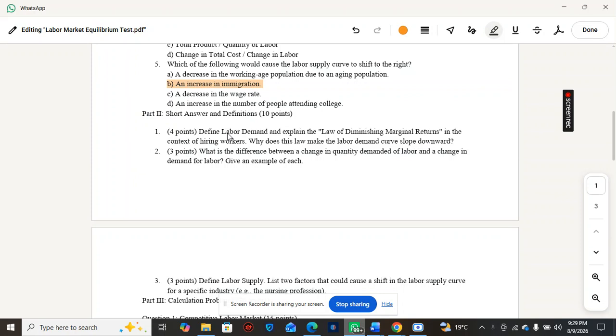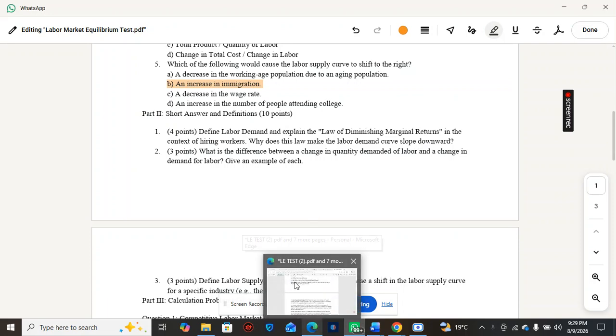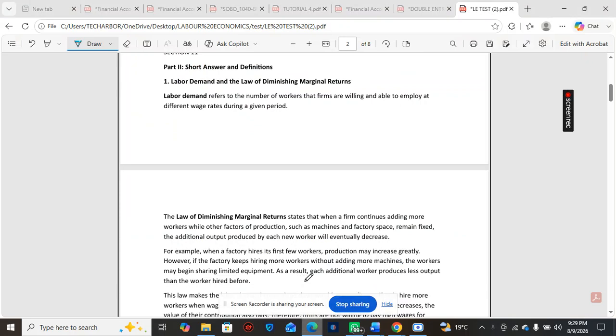So for labor demand, first of all we need to remember one thing: who demands labor? It's businesses. The businesses are the ones who demand labor, and we also have to remember the relationship between the wage rate and the labor demanded. Remember, it's an inverse relationship, meaning at lower wages, firms want to demand more workers. At higher wages, firms want to demand fewer workers.